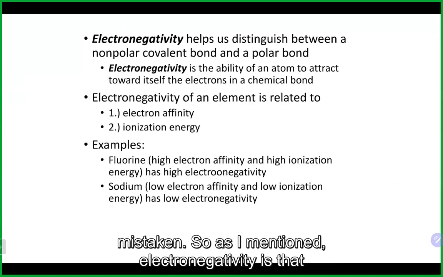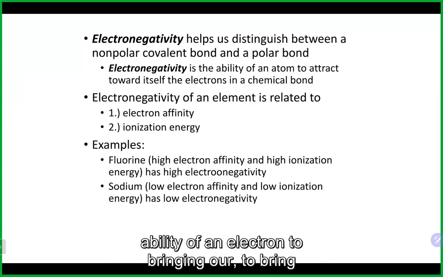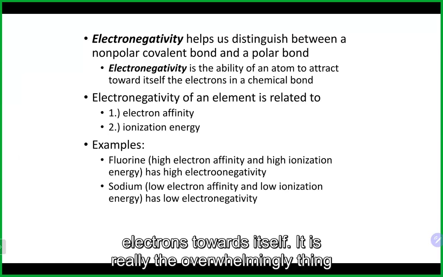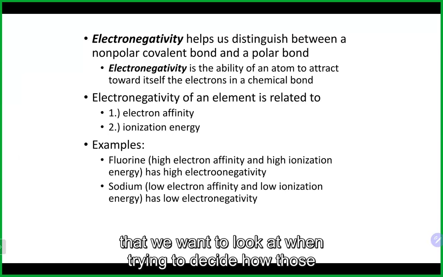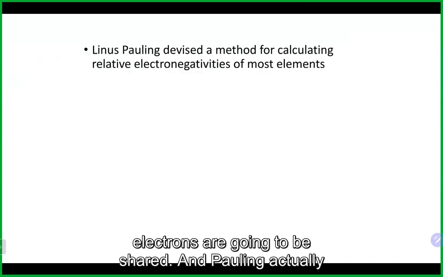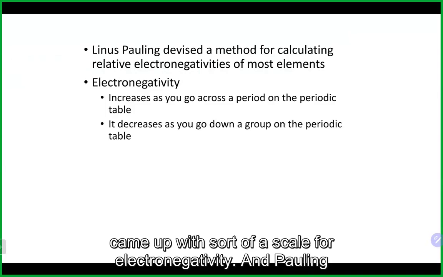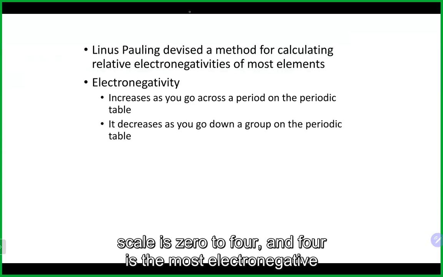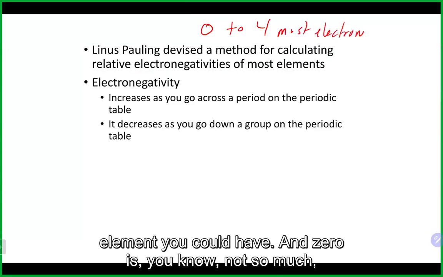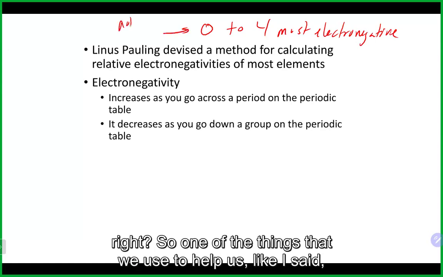So as I mentioned, electronegativity is the ability of an atom to bring electrons towards itself. It is really the overwhelming thing that we want to look at when trying to decide how those electrons are going to be shared. And Pauling actually came up with a scale for electronegativity. Pauling's scale is 0 to 4. And 4 is the most electronegative element you could have. And 0 is, not so much, right?